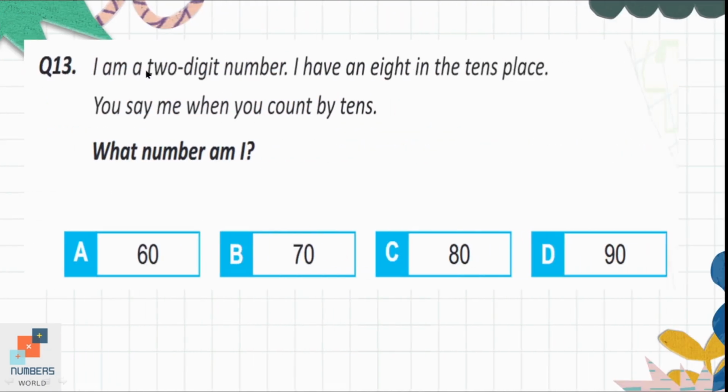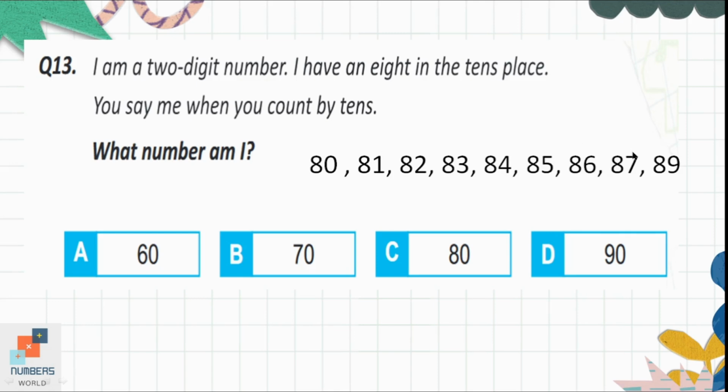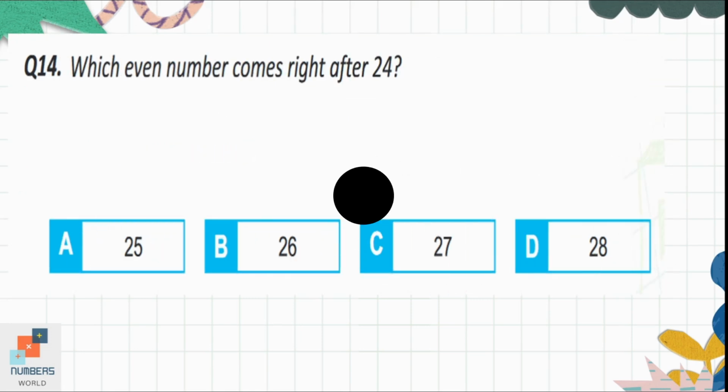Question number 13, I am a 2-digit number. I have an 8 in the tens place. You say me when you count by tens. What number am I? So if we look at the 2-digit numbers, this is the list of the numbers which have 8 at tens place. So when we say any number out of the list, we say 80 first, like 82, 85, 80, 89. So option C is the correct one. It's 80.